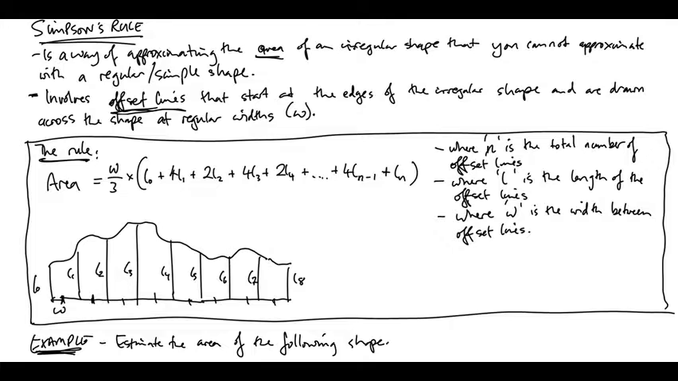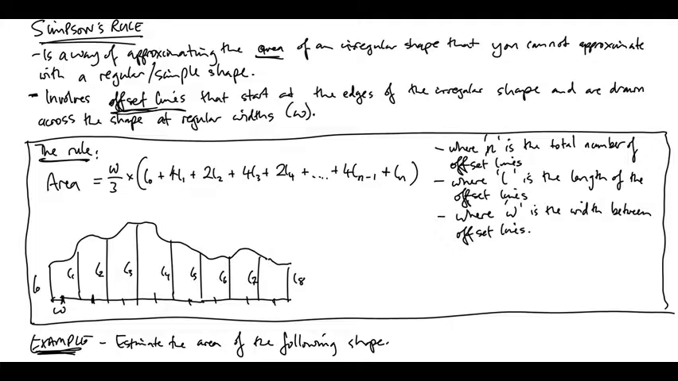So what's the rule here? The rule is as given in your book. Area is equal to W over 3 times by all in brackets. And these things here, that letter there is L. Okay, so it's length 0 plus 4 times length 1 plus 2 times length 2 plus 4 times length 3 plus 2 times length 4 plus on and on and on.